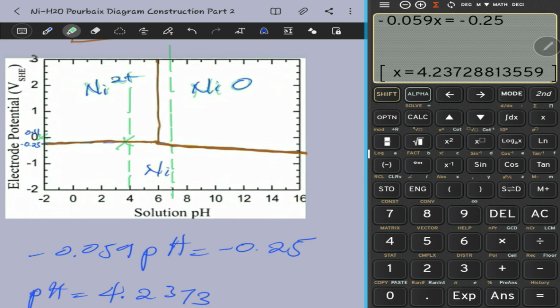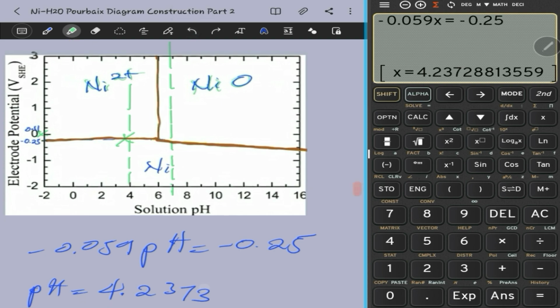From 0 to this, up to here. Let's make it a bit straight. So from 0, passing through the intersection point which we just found. And note, this is just for illustration purposes. It's not as accurate as the real one.